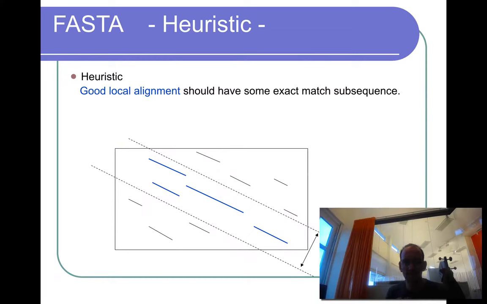The other heuristic we use here is that if you have a good alignment, particularly with proteins, you should have some exact match subsequences. They should be identical parts of it. A good alignment will not be like one residue here and four gaps, another residue here and another four gaps. This is not a good local alignment. So in FASTA, you search for exact subsequences, basically trying to find diagonals that are exactly identical in the query sequence and in the search sequence.